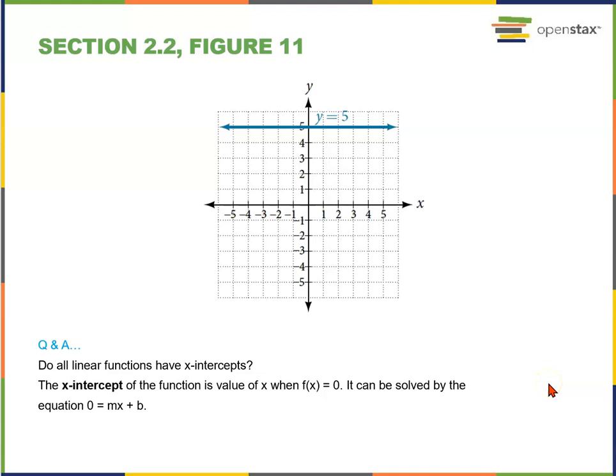Okay, Q&A. Do all linear functions have x-intercepts? X-intercepts meaning the point on the x-axis. The answer is no. Look at this graph here. Look at this line. There's no point on the x-axis. The x-intercept of the function is the value when f of x is equal to 0. It can be solved by the equation 0 equals mx plus b.